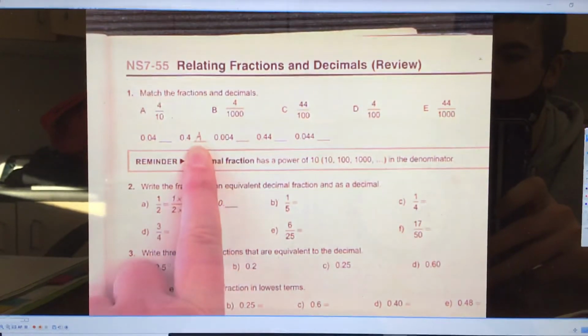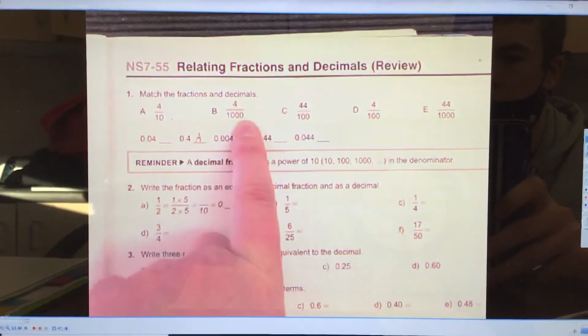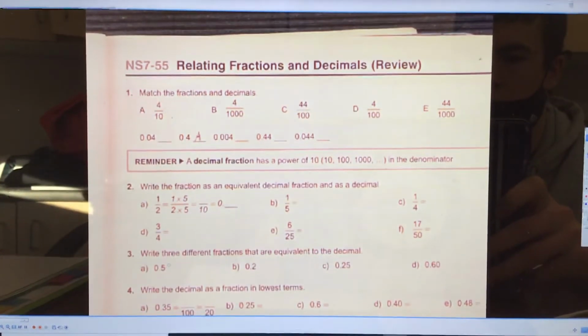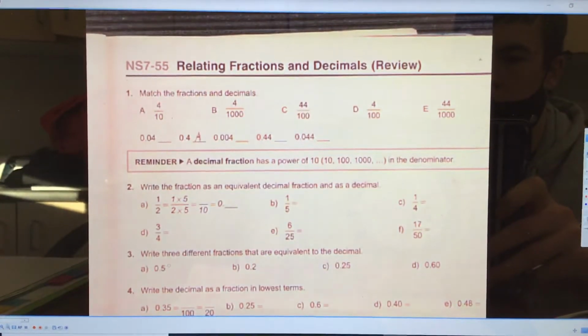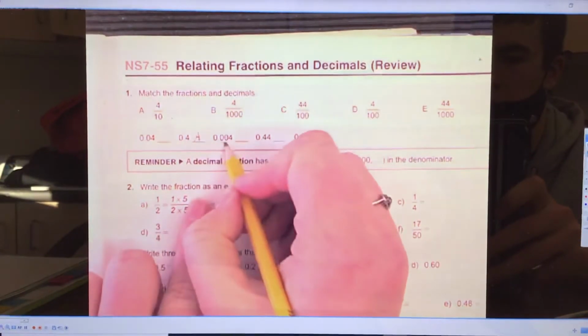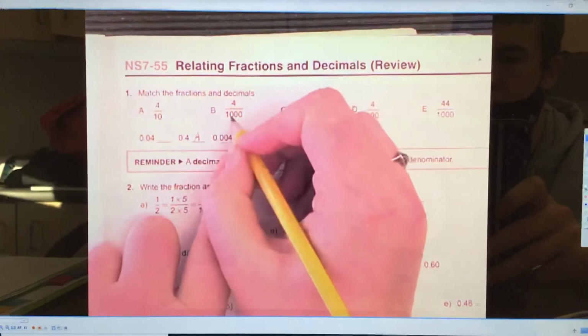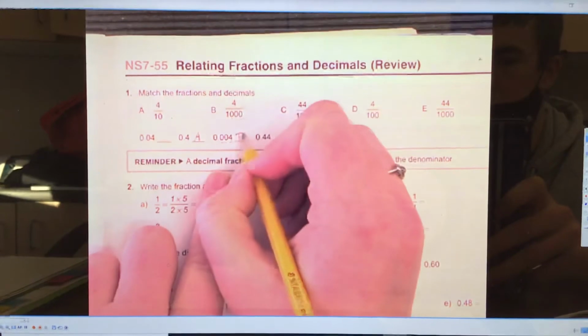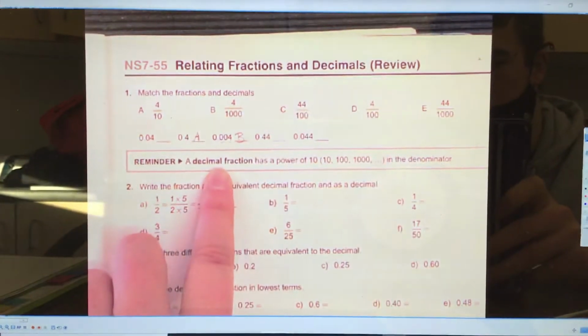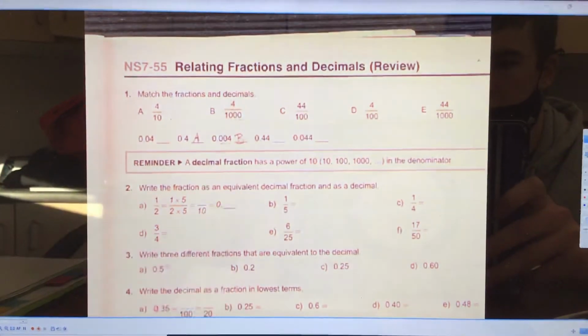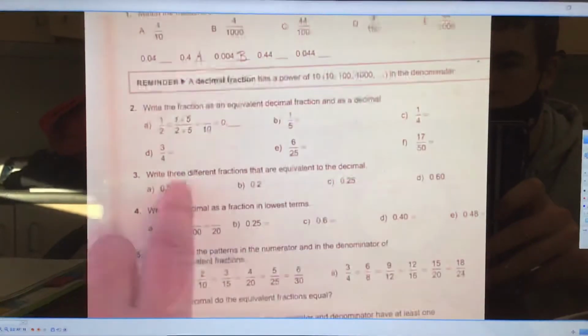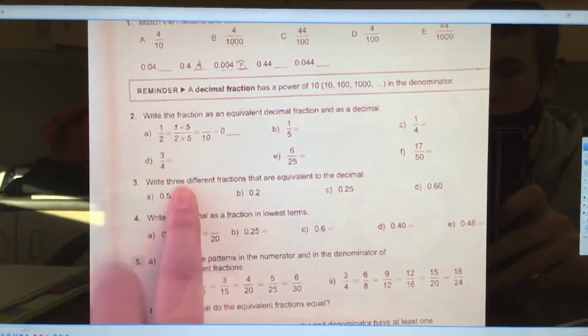Okay? Crystal, you're going to help me with 4 out of 1,000. Perfect. We've got 3 places after the decimal and 3 zeros. So we put a B there. You'll need to do the rest of them on your own. Okay? Now, we're going to move to question 2.